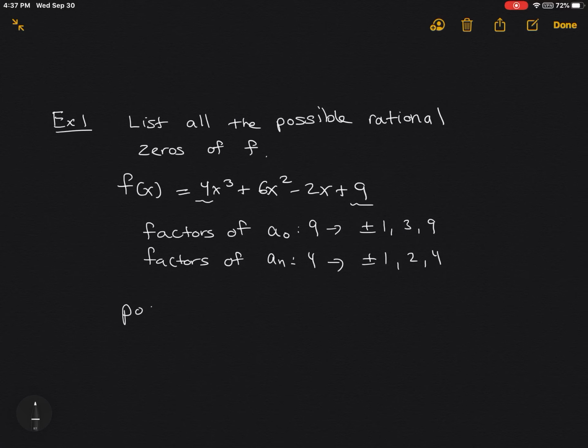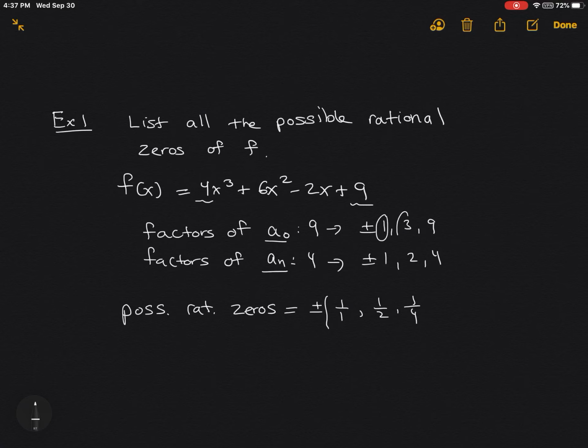Now, the possible rational zeros, they're not guaranteed to be zeros, are a combination of factors of a sub 0 over a sub n. So I'm going to start with this first digit, which is 1. So we'll say plus or minus 1 over 1. You could also write plus or minus 1 over 2. In fact, I'm just going to leave this plus or minus out here. You could also write plus or minus 1 over 4.